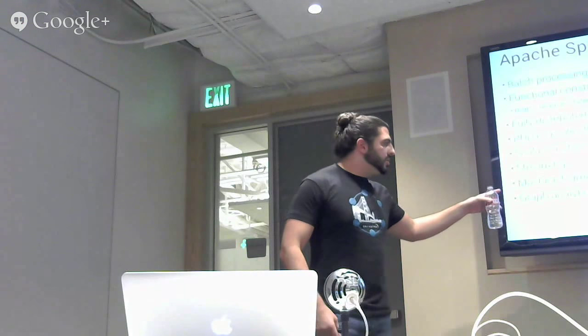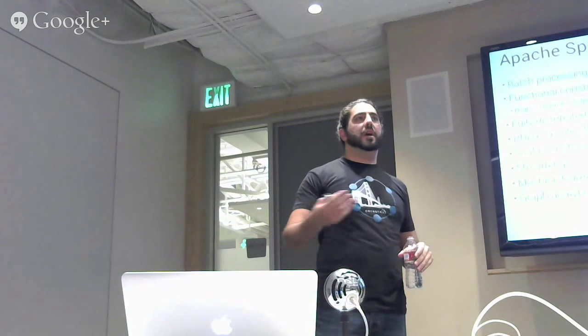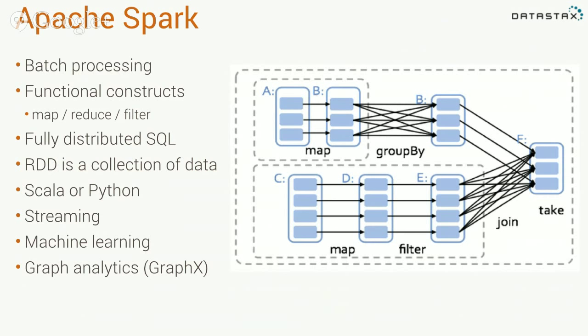It's going to perform really well. And then it also includes machine learning and graph analytics. So GraphX is the graph library. Machine learning, it's called MLlib. So it comes with a ton of stuff out of the box. I'm going to show you a little bit about each of these topics in a little bit.